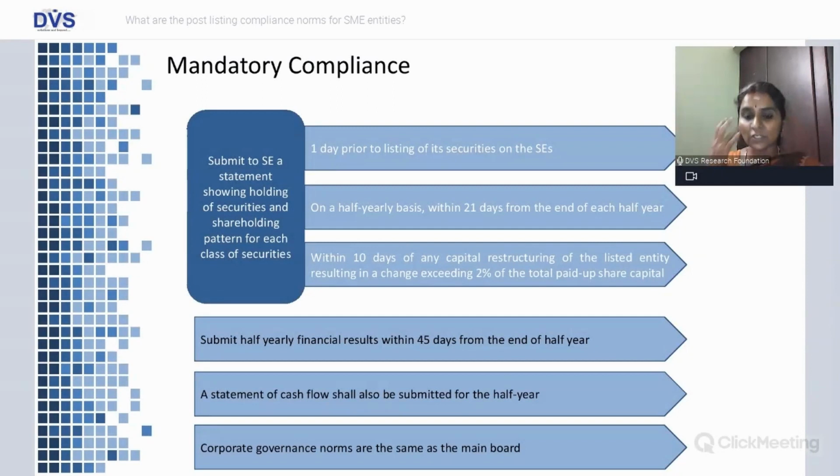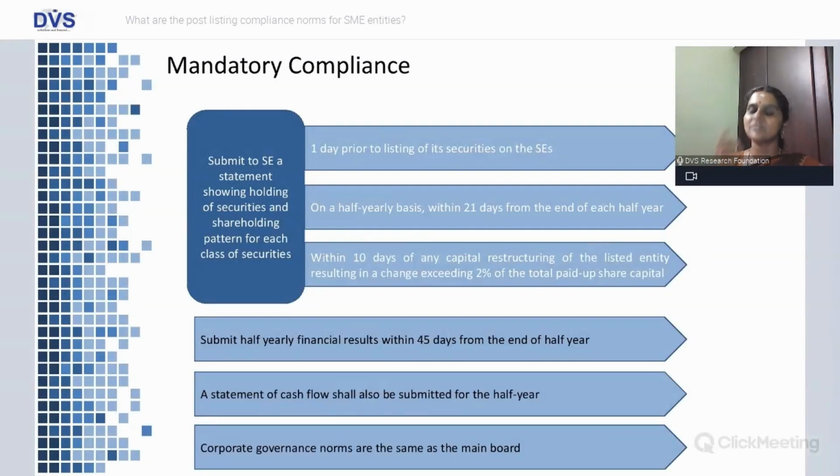There are few additional mandatory compliances like your shareholding pattern. So we all are aware that the shareholding pattern, the company shall certainly provide it to the stock exchange within 21 days from the end of each quarter under your Reg 31. SME platform is no exception to it. So within 1 day prior to listing of securities, you may have to submit. 1, 2, on half-yearly basis. When it comes to main board, you will be doing it on a quarterly basis.